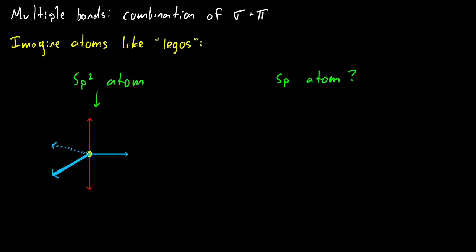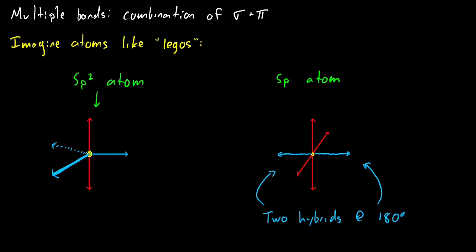So based on the picture in the book, the sp atom would start with an atomic nucleus like this. Then we can add two perpendicular p orbitals. Here I've shown them aligned along the y and the z axis. Then we can add our hybrid orbitals, which are oriented at 180 degrees to one another.